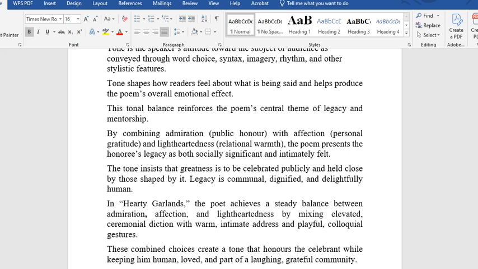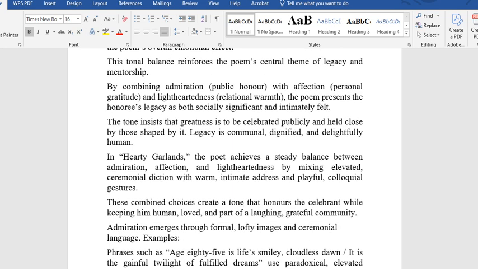By combining admiration, public honor, with affection, personal gratitude, and lightheartedness, relational warmth, the poem presents the honoree's legacy as both socially significant and intimately felt. The tone insists that greatness is to be celebrated publicly and held close by those shaped by it. Legacy is communal, dignified, and delightfully human.